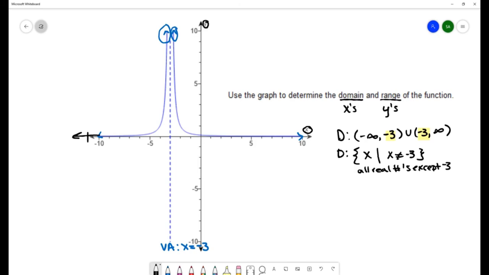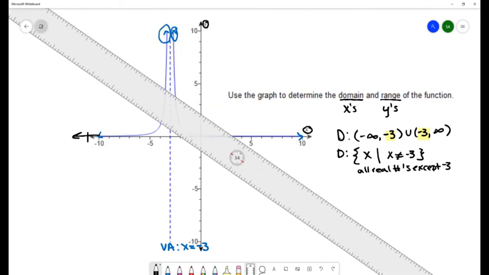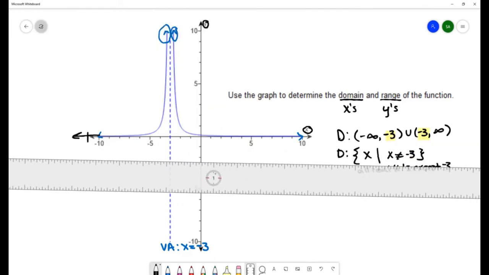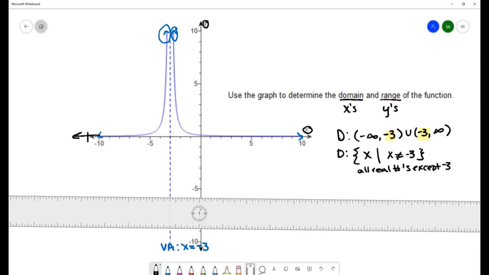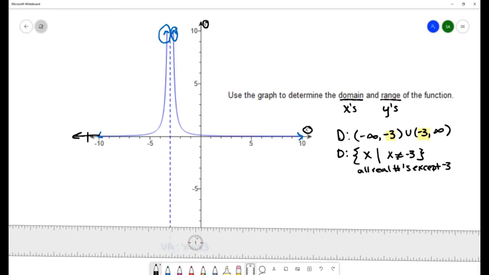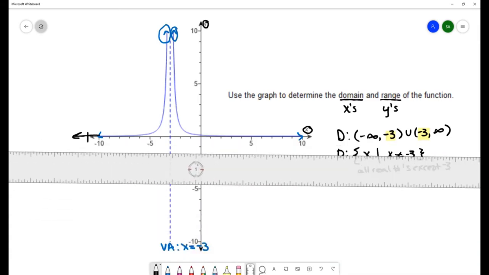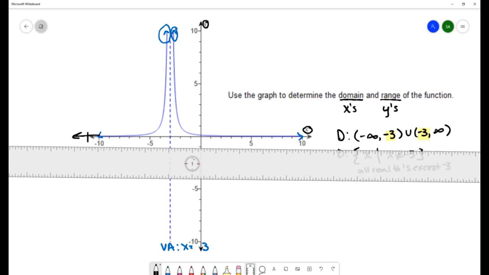So then I want to find the range. And when I'm finding the range, I'm going to use my ruler horizontally, because it's pointing to the y scale, and it's going to help me see which y's are part of the graph. So down here at the bottom, I don't see any part of the graph, so none of these y values are going to be included in the range.